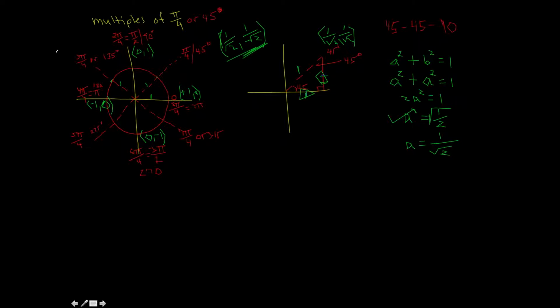So for instance, this 135 degrees here, the x value is negative in quadrant 2. So this is going to be a negative 1 over the square root of 2. And our y value though is positive. So this is going to be a 1 over the square root of 2.